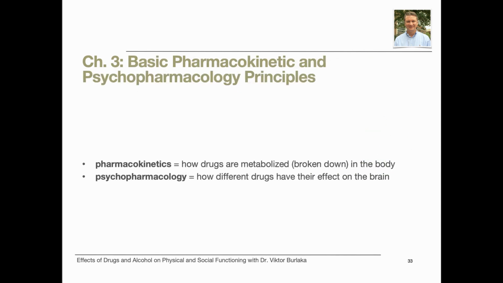In this chapter, we introduce some basic principles of pharmacokinetics and psychopharmacology. Pharmacokinetics is the study of how drugs are distributed and metabolized, broken down, in the body. We are talking here about the patterns by which different substances are absorbed, metabolized, and excreted. It helps explain overdose and differences in how quickly different substances begin to have an effect, or how long the effects might last. Psychopharmacology is concerned with how different drugs have their effect on the brain. We will talk about how different drugs might influence the actions of different neurotransmitters, as agonists, antagonists, and synergistic effects. These actions have implications for pharmacotherapy, meaning the medications that can be used to treat substance use disorders.